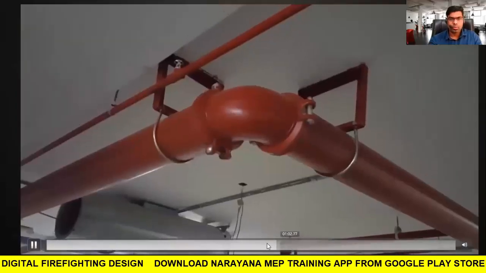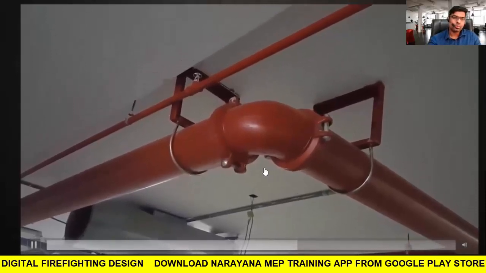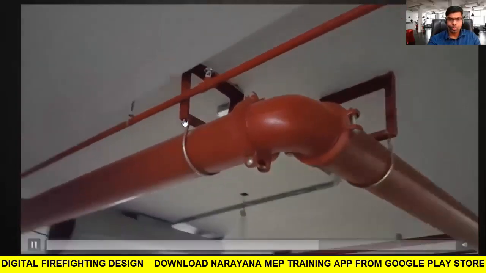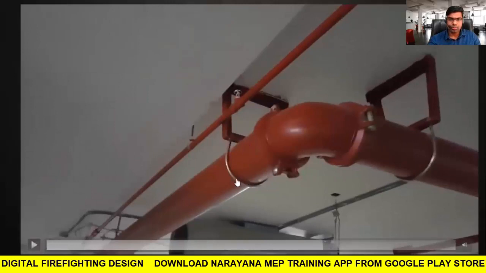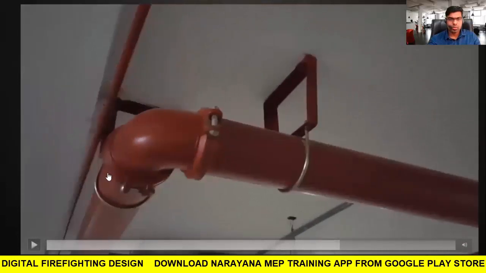This is groove fittings. Sprinklers, upright sprinklers. This is the clamp, called a U-clamp. Wherever there is a change in direction of the pipe, here you see it is coming and suddenly changing direction. There you have to give two supports, one on this side and one on the other, both sides.